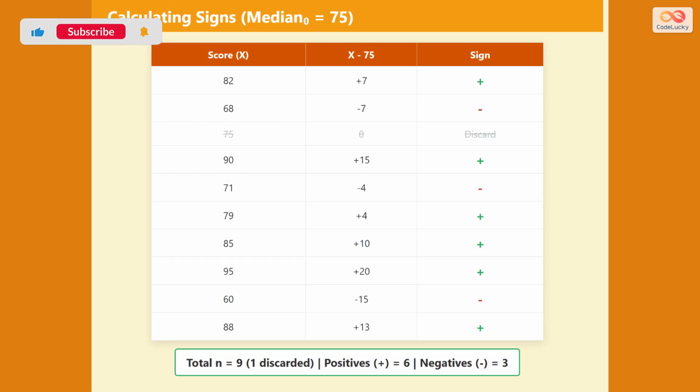We arrange our data in a table. We subtract 75 from each score. 82 minus 75 is plus 7, so we get a positive sign. 68 is minus 7, a negative sign. Note that one student scored exactly 75. We discard this value. In the end, out of 9 valid data points, we have 6 positives and 3 negatives.